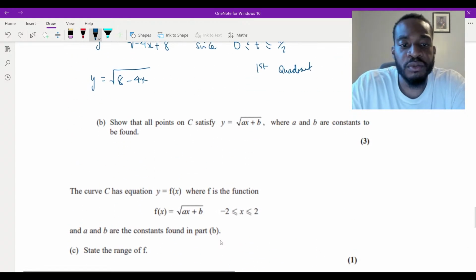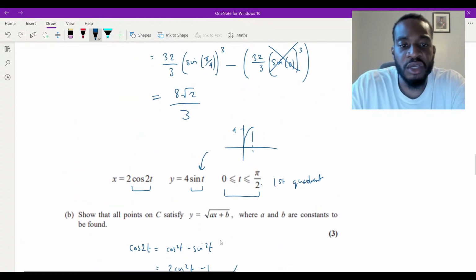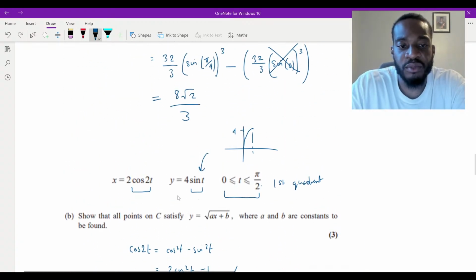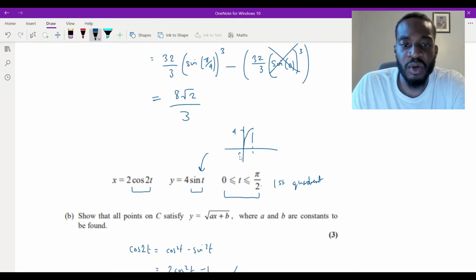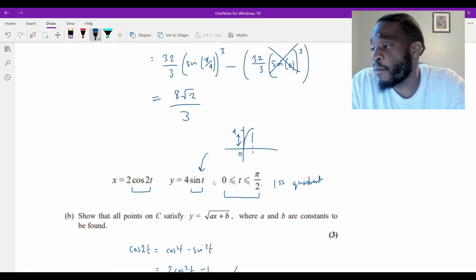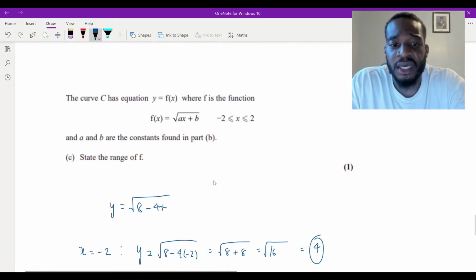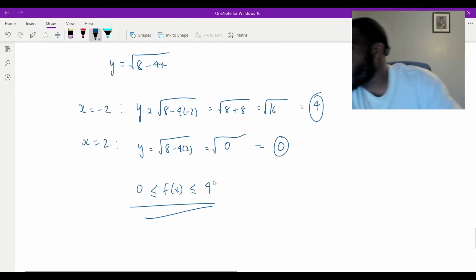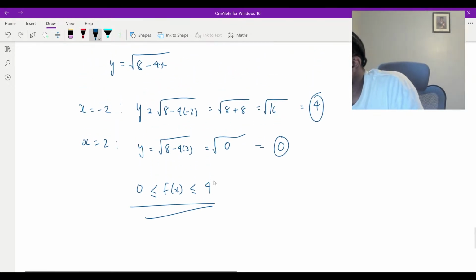Also, even parametrically, y was equal to 4 sine t. What is the range of that function? We did it here, you can even see it here as well. It ranges between 0 and 4. So you could even have looked at the parametric part. And that's it. Does that make sense, guys? Everybody happy with that?